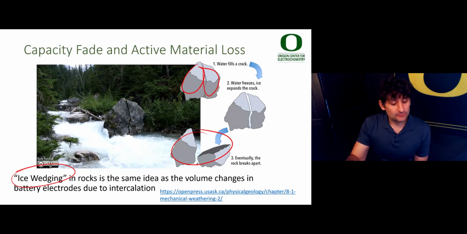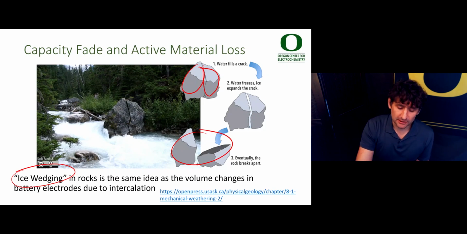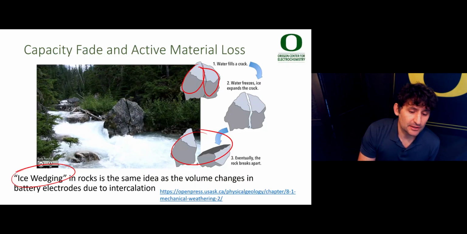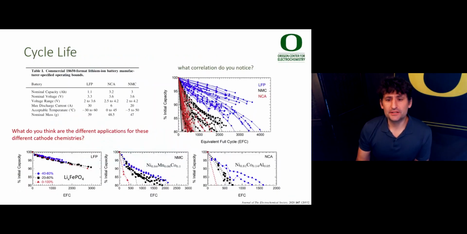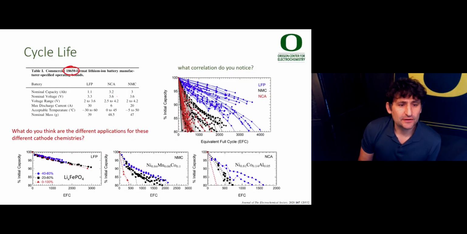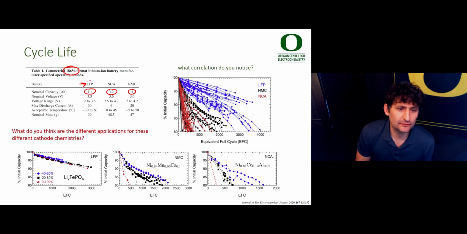In fact, Lin-Chin Mu, our research professor here at the Oregon Center for Electrochemistry, is an expert in controlling these processes in high capacity cathode materials for lithium-ion batteries. I want to end now with a discussion of some data from Jeff Dahn's group. Here he's looking at commercial 18650 format lithium-ion battery cells with different nominal capacities due to the different battery chemistries. So lithium iron phosphate, nickel cobalt aluminum, nickel manganese cobalt.